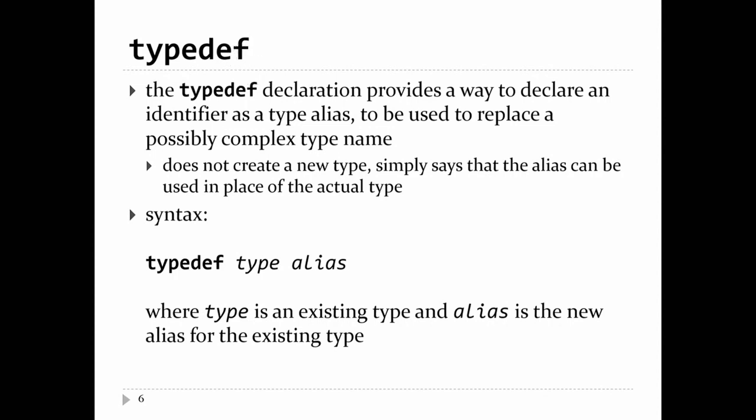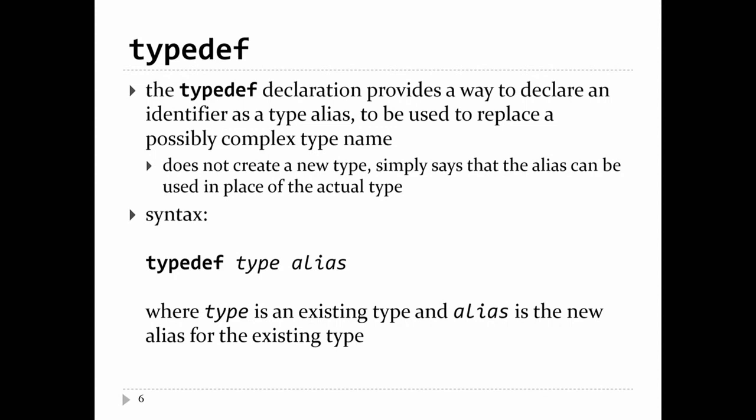So this is all leading into us creating new types in C, right? Part of creating a new type is that you can use a statement called typedef. The typedef statement lets the programmer declare a new name for an existing type.